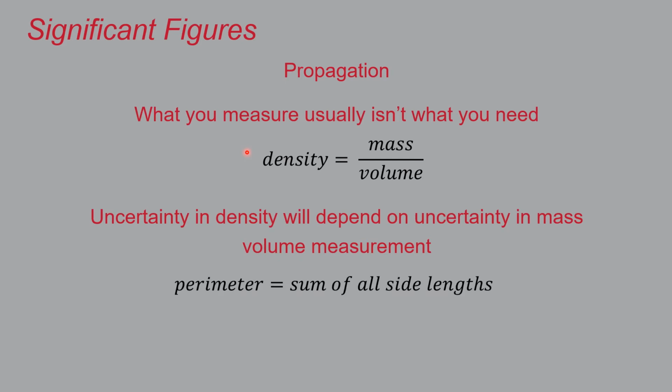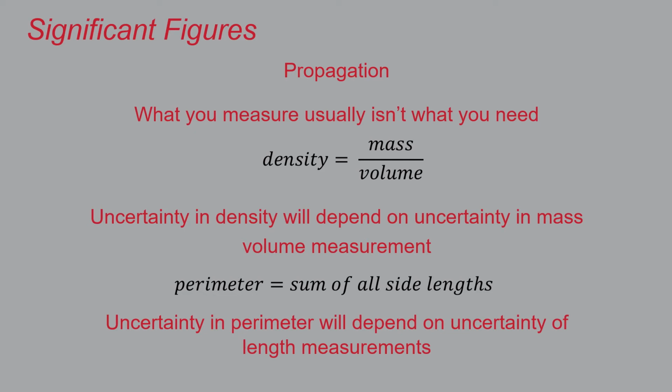Right. So, the two rules, and I'm going to use the density example for one rule and the perimeter for another rule. A perimeter is simply the sum of the length of all the sides of something, if it were a rectangular or triangular object. And so if you're going to measure the perimeter of something, the uncertainty in the perimeter value is going to depend on the uncertainty of the length measurements that were made individually.